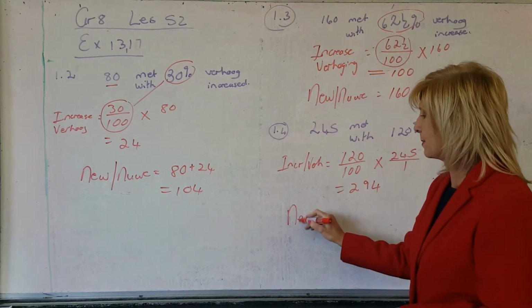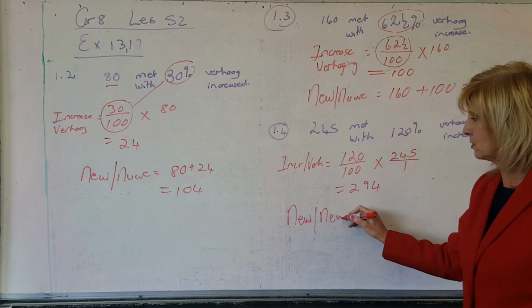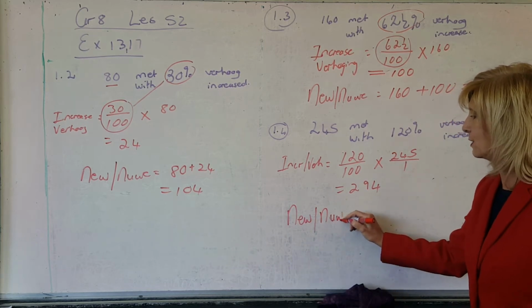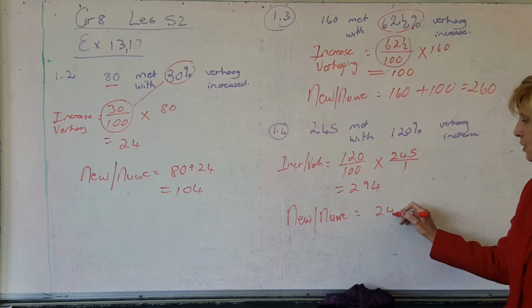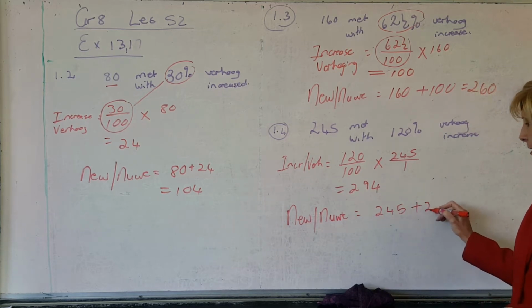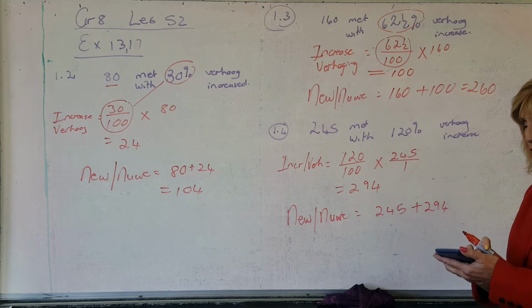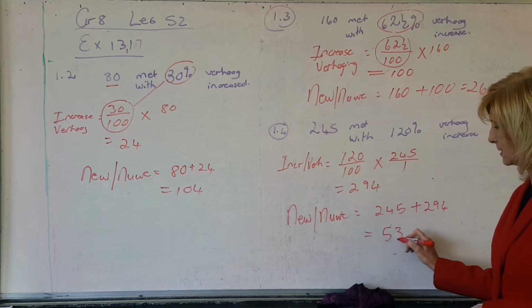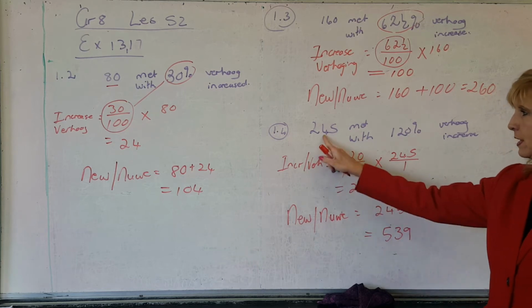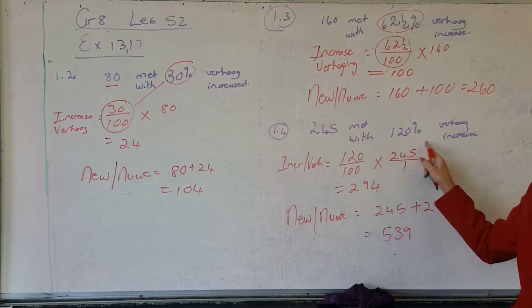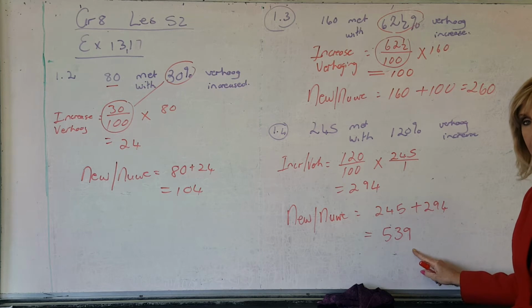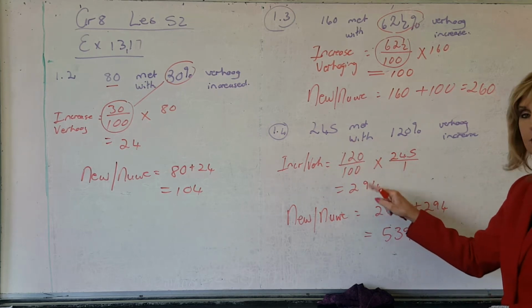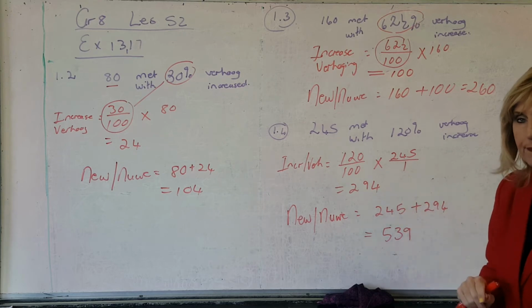So your new price or your new amount, and I'm writing you the same thing in Afrikaans and in English, your nieuwe antwoord sal dan wees die 245 wat het was, plus the increase of 294, which gives me an answer of 530. Now, so if I increased whatever by 120%, then the answer will be 500 and something. It's more than double what it was. The increase was more than what it used to be.